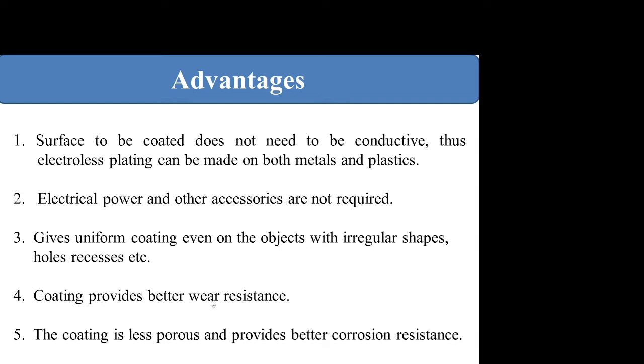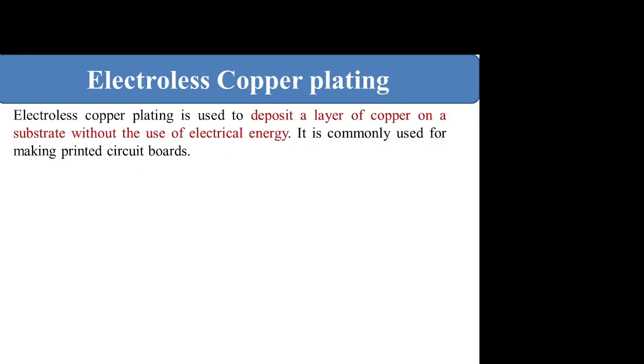The coating provides better wear resistance. For example, over a ball bearing, we can use nickel coating because it is highly wear resistant. Then the coating is less porous and provides better corrosion resistance than electroplating. It provides flexibility in plating volume and thickness.